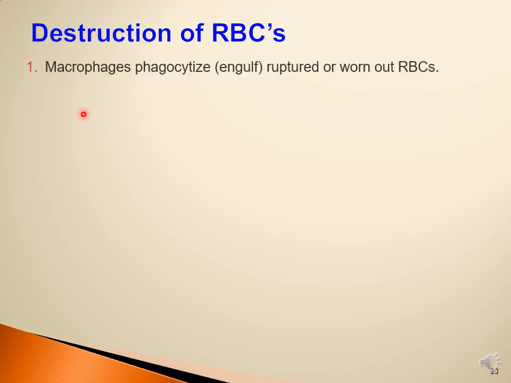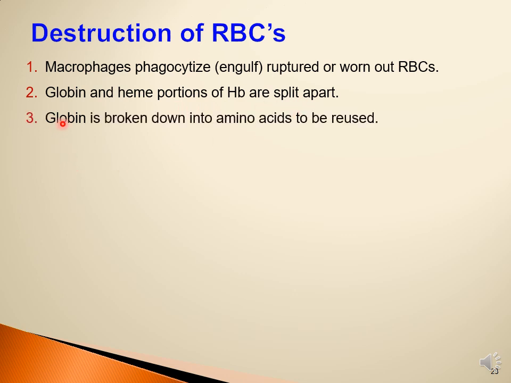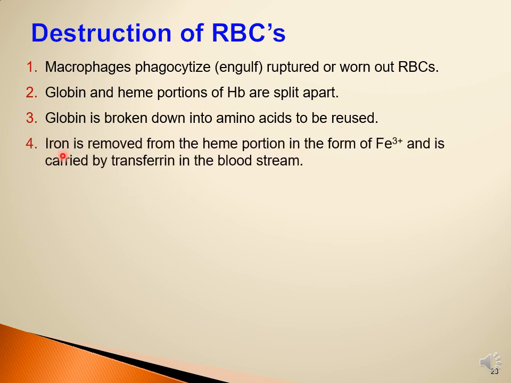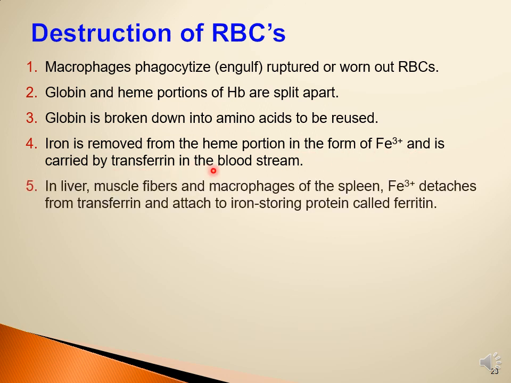So let's summarize the steps that were in the previous slide. Macrophages will engulf the ruptured or worn out red blood cells. Globin and heme portions of hemoglobin are split apart. The globin is broken down into amino acids to be reused. Then iron is removed from the heme portion in the form of ferric iron and is carried by transferrin in the bloodstream, either to the liver or to the red bone marrow.